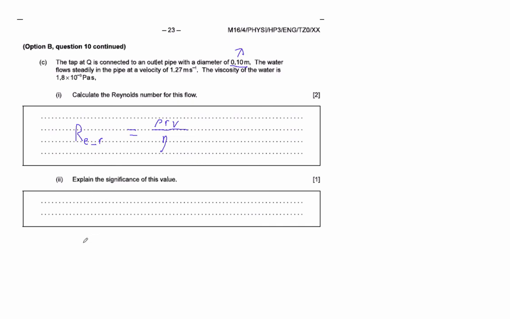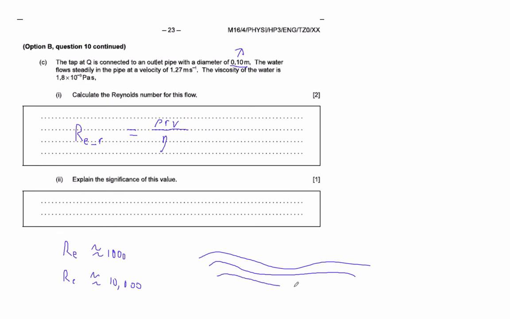Okay, explain the significance of this value, right? Onset, if R is about 1,000, that's the onset of turbulence. If a Reynolds number is around 10,000, it's fully turbulent. So talk about the turbulence. Laminar flow is that everything moves in more or less straight lines. There are no eddy currents, right? Turbulent flow is like I showed you, right? And remember that we need laminar flow to use Bernoulli's equation. Okay.